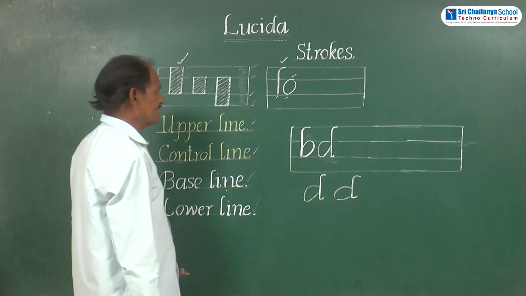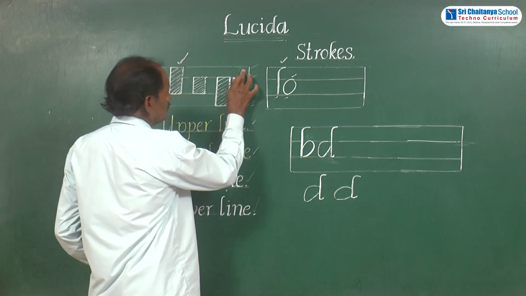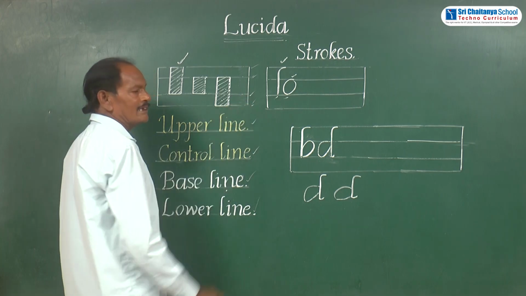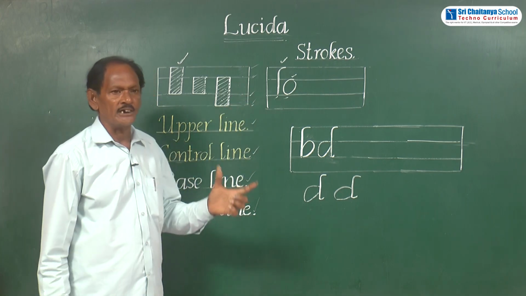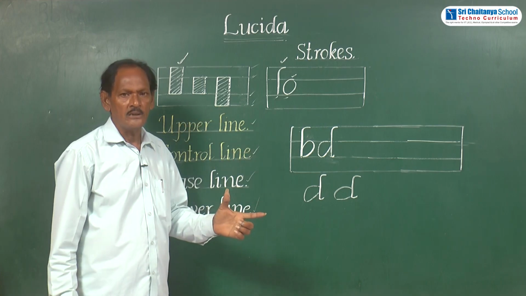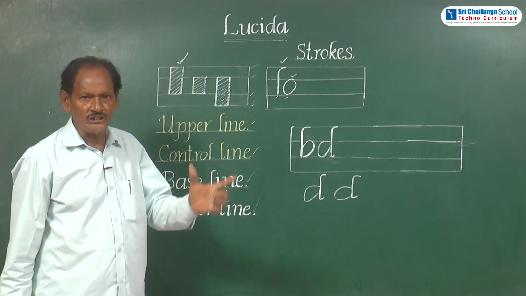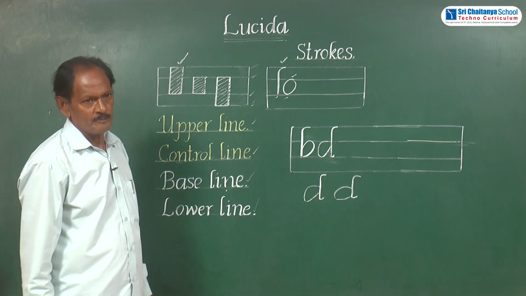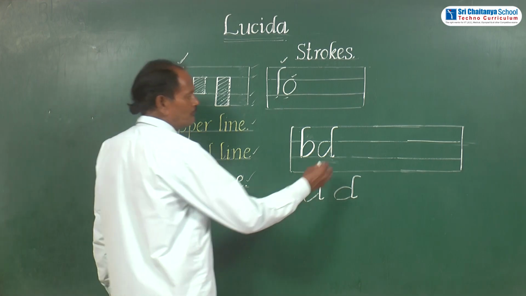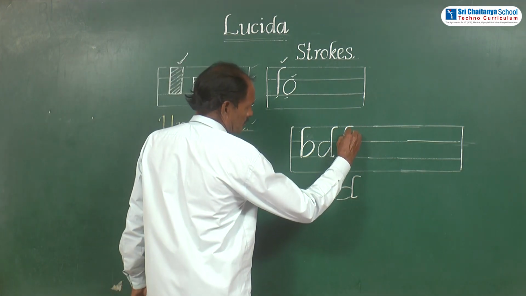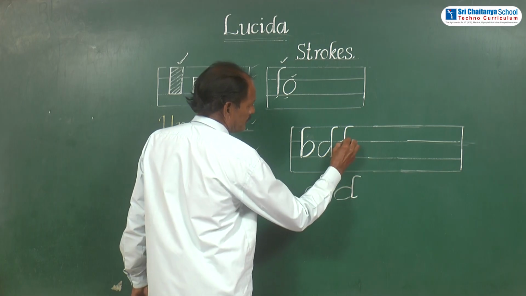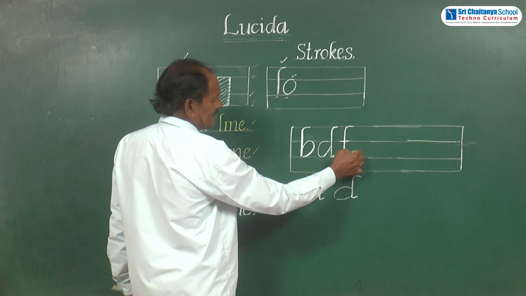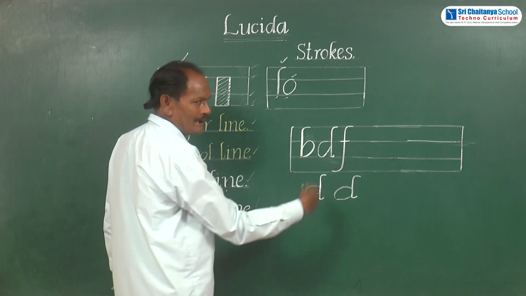Okay? Next, as I told you earlier, the letters which cover all the three zones, or which are written among all four lines, are known as the mixed zone letters or free zone letters. Now I am going to write the mixed zone letter, that is F. This can be written in all the three zones or among all four lines.